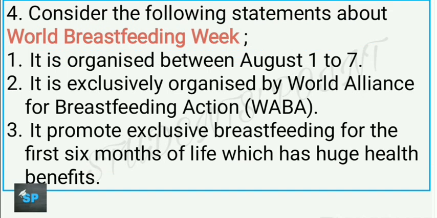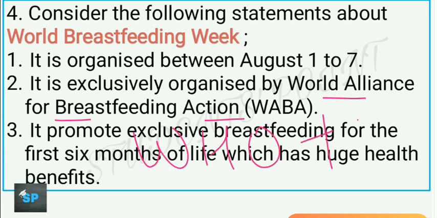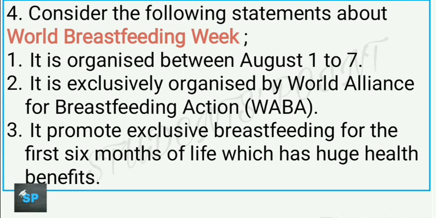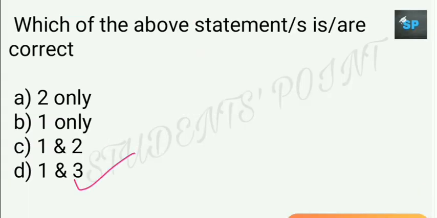Next question now. Consider the following statements about World Breastfeeding Week. It is organized between August 1st to 7th. This is correct. It is exclusively organized by World Alliance for Breastfeeding Action. No, this is wrong. It is organized by World Alliance for Breastfeeding Action in collaboration with WHO and UNICEF. So three organizations jointly organize this World Breastfeeding Week. It promotes exclusive breastfeeding for the first 6 months of life, which has huge health benefits. So here first and third statements are correct. Second is wrong. So here D is the right answer.